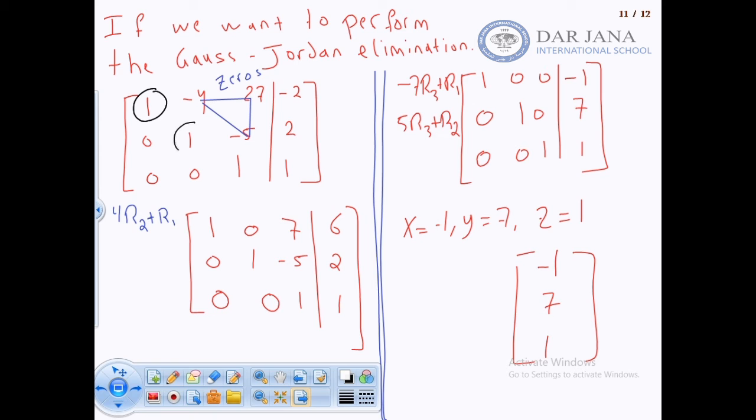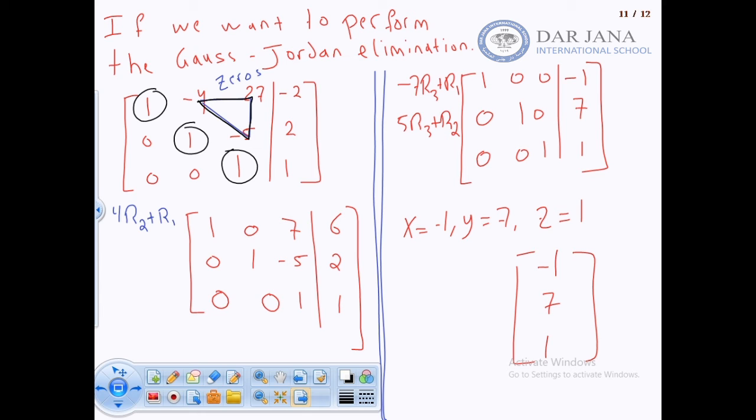In the second row, the leading coefficient should be 1 and the numbers above and below should be 0. And in the third row, the leading coefficient should be 1 and the numbers above it should be zeros. So I need to change this triangle, negative 4, 27, and negative 5, to zeros.